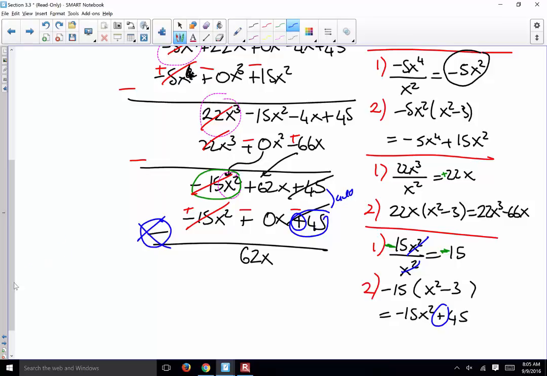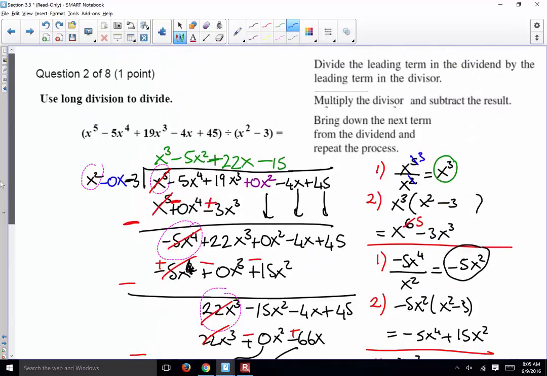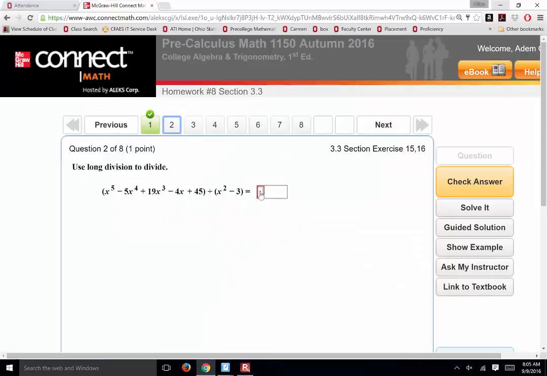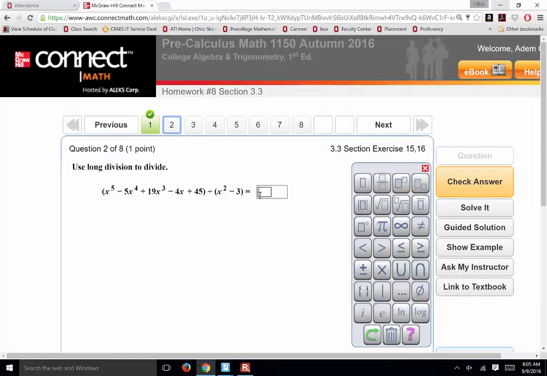Okay, 62x is remainder. Quotient is this. Divisor is already that. I think we have everything we need. Let's see what kind of answer is demanded in the question. Yeah, what does that mean? You will first start with the quotient. Let me first write it, quotient.